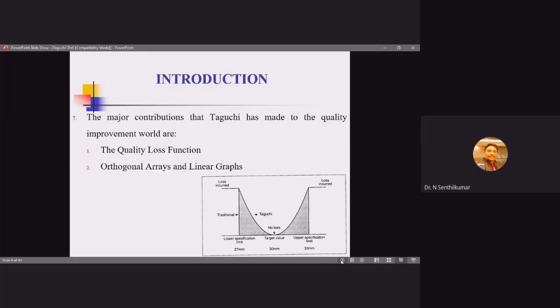Then orthogonal arrays, that is what we are speaking about. Taguchi's DOE consists of the orthogonal arrays and linear graphs. The other name for linear graphs is the main effect chart. So what is the relationship between the inputs and the outputs? The relationship between the inputs and the outputs is expressed by means of these linear graphs. Then the robustness: it can withstand variation, it is a more powerful tool for optimization, and it can deal with any number of variables. Okay, so that is the robustness.